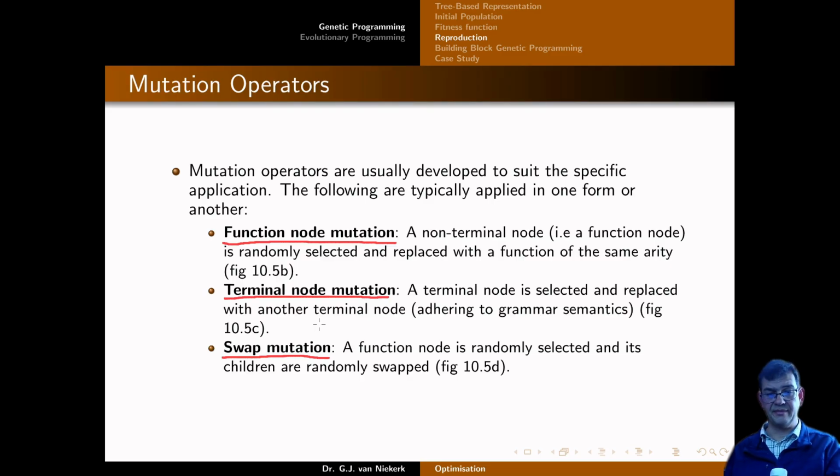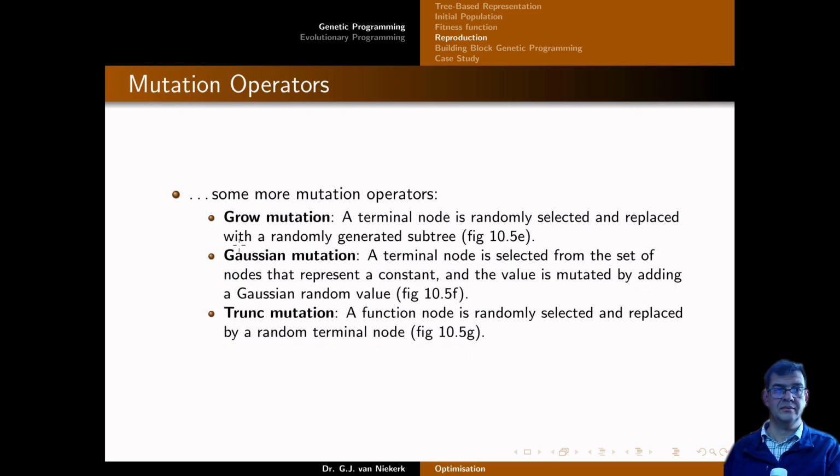And then if we look at the next few ones, we could have a grow mutation. With a grow mutation, a terminal node is randomly selected, like the 3 or the 4 or the a or the variable, and it could be replaced by a randomly generated subtree. That you could do. You could have Gaussian mutation, where a terminal node is selected from a set of nodes, and that represents a constant, and that constant value can then be changed by adding some random value to it.